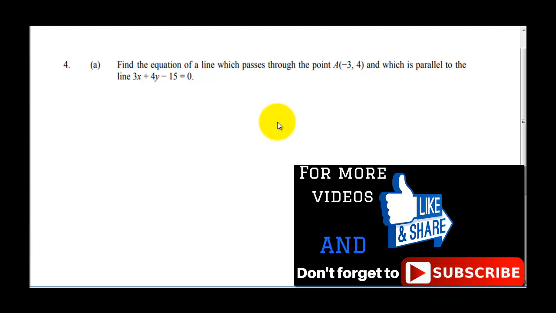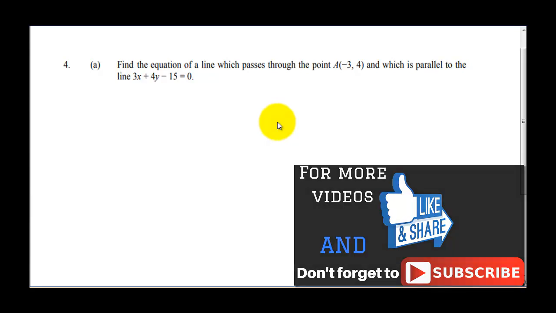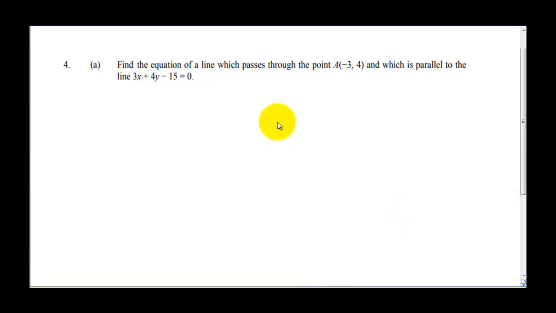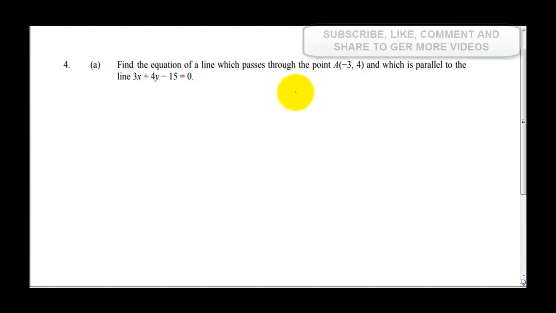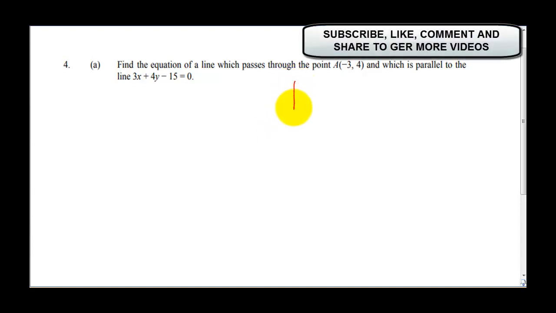Now, question 4a says, find the equation of the line which passes through point A, that's minus 3 and 4, and which is parallel to the line 3x plus 4y minus 15 equal to 0. The first thing you need to note in this question is that it talked about a parallel line, and a line was given, and it said point A, which is minus 3, 4, which is parallel to the line 3x plus 4y minus 15.